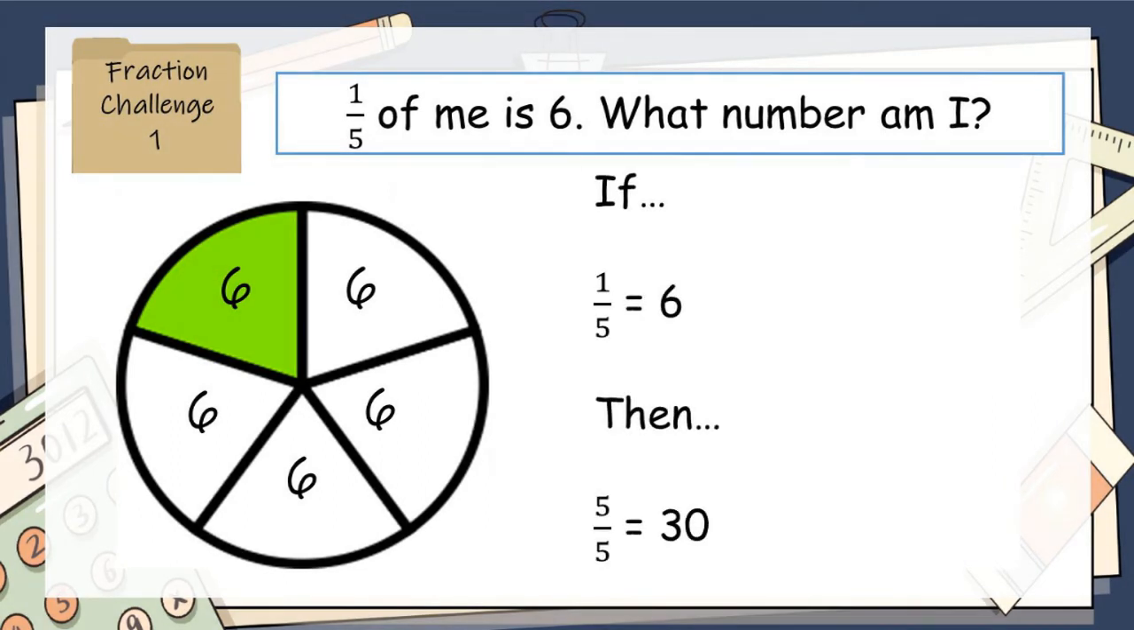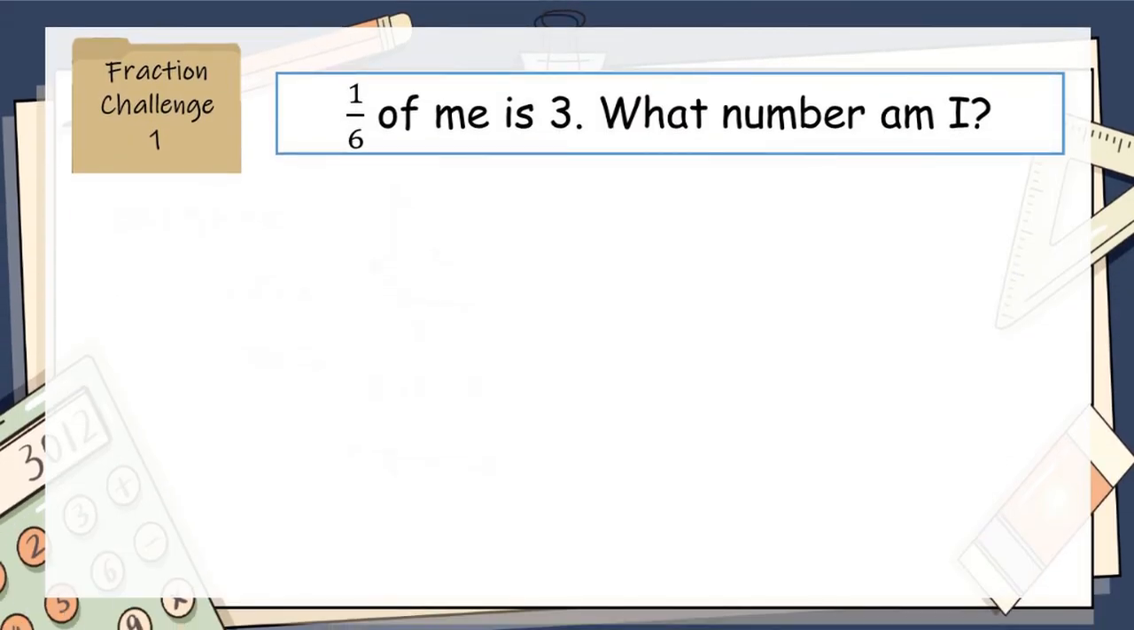If 1/5 is equal to 6, then 5/5 is going to be equal to 30, because I just added 6 plus 6 plus 6 plus 6 plus 6. Did you get that one? Well, let's try this one completely by yourself this time.